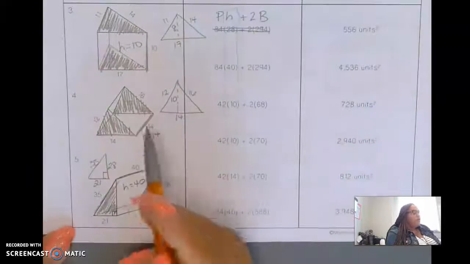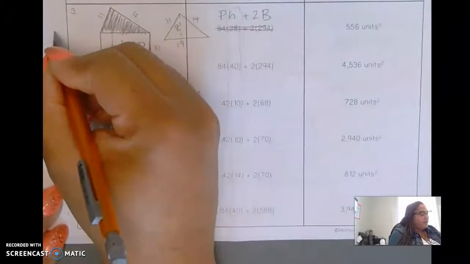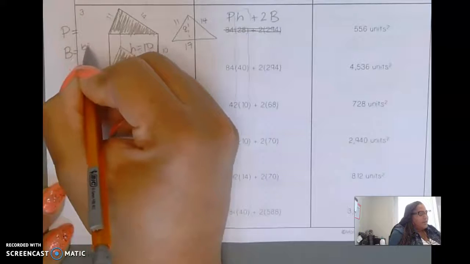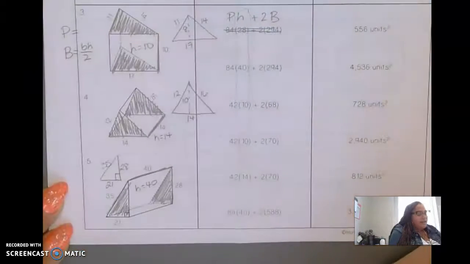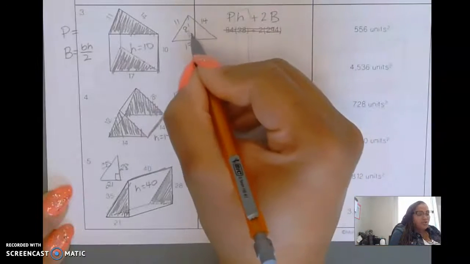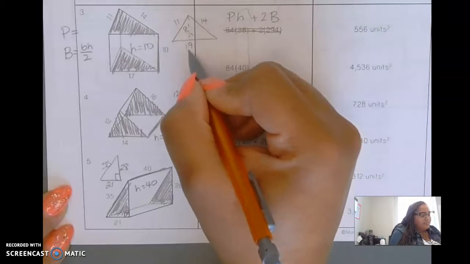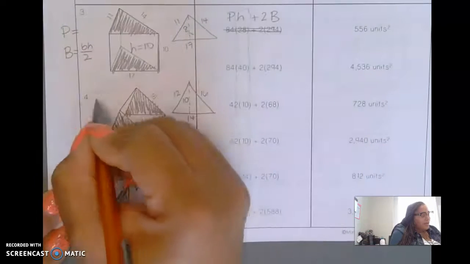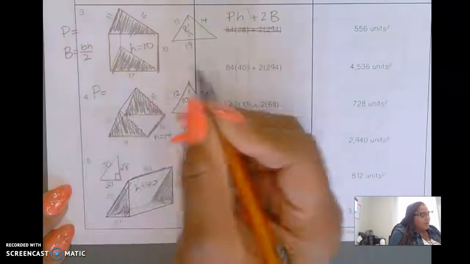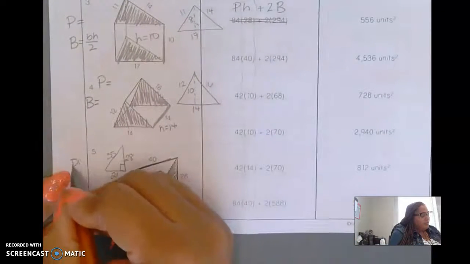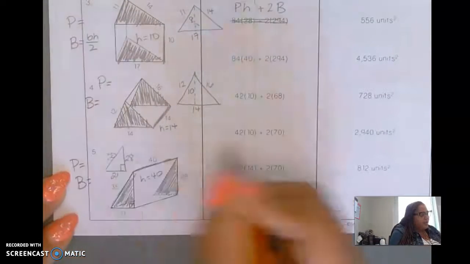Okay. So now I need to find the perimeter here. Add all sides and then base area. Base times height divided by 2 of this triangle. This height of the triangle is 8 and this base is 17. I need to find my perimeter over here. I need to find my big B over here. I need to find my perimeter over here and my big B over here.